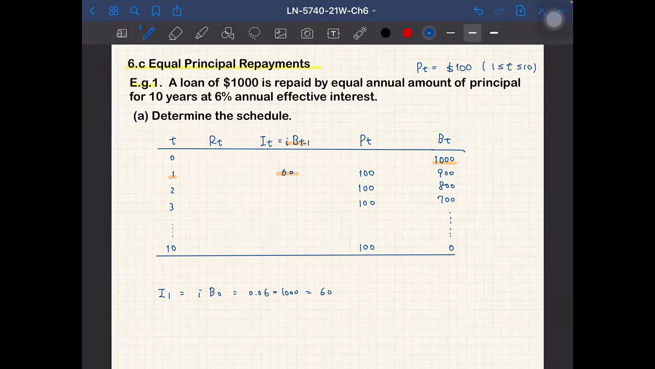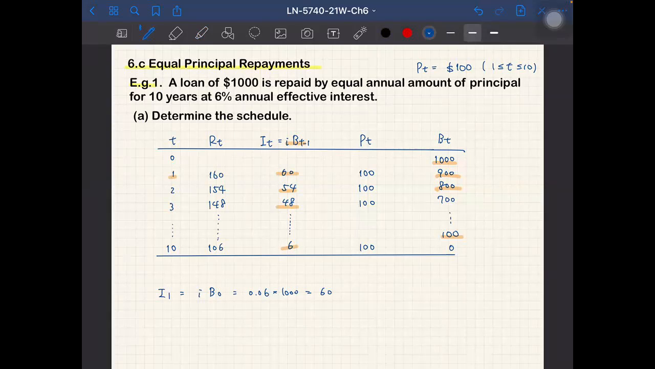For the second year we have $900, and 6% of $900 is 54. Then at time 3, 6% of 800 becomes 48. And finally, B_9 is 100, and 100 times 6% is just 6. In this way we can calculate the accrued interest for each term. R_t is the total of I_t and P_t. So this becomes 160 at time 1, 154 at time 2, 148 at time 3, and so on. At time 10, we pay $106.